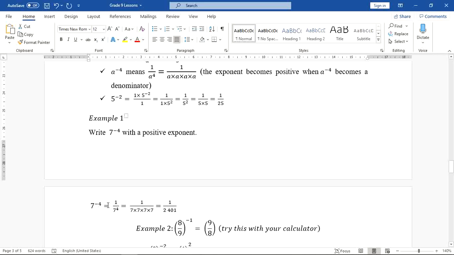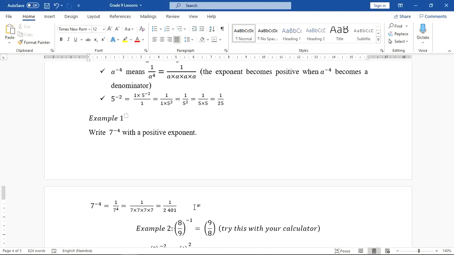So this one becomes 7 exponent negative 4 is equal to 1 over 7 exponent positive 4. We need to multiply 7 how many times? 1, 2, 3, 4. And that is 1 over 2,401. So you can either leave it at this stage or you can continue if you wish to. But remember, the question says write 7 exponent negative 4 with a positive exponent, so you can stop right there. Okay? All right.